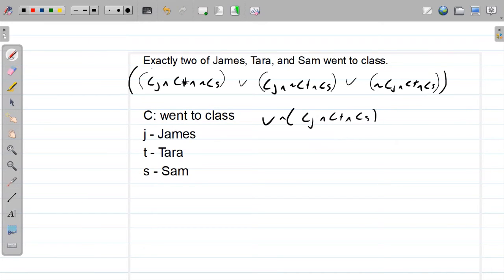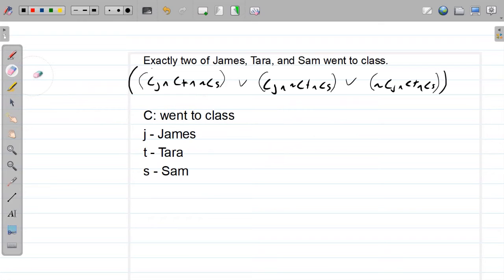Oh, wait, I see. There's nothing wrong with that exactly. It's just redundant. So you could say, and it's not the case that all three of them went to class, but the possibility of all three going to class is already ruled out by what we've said here. Yeah.